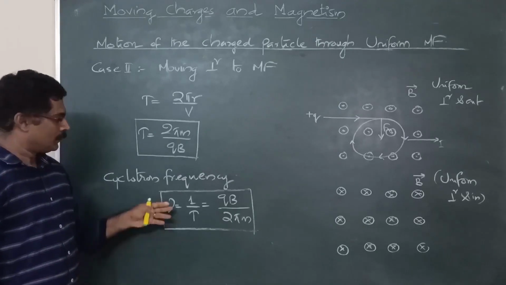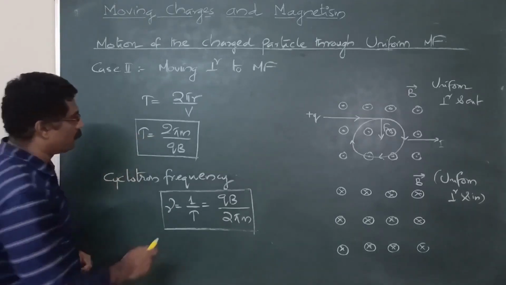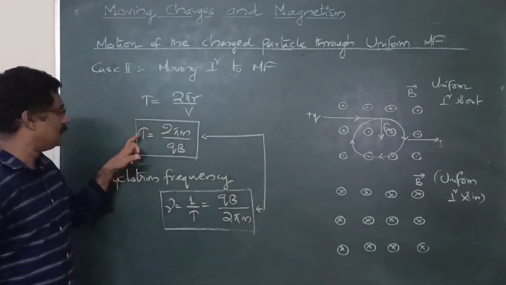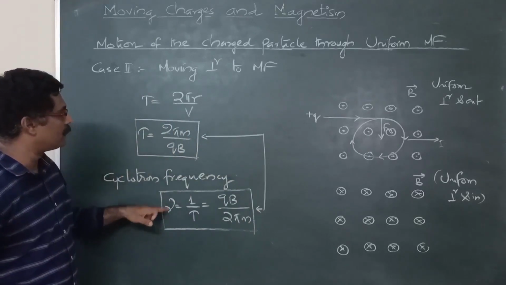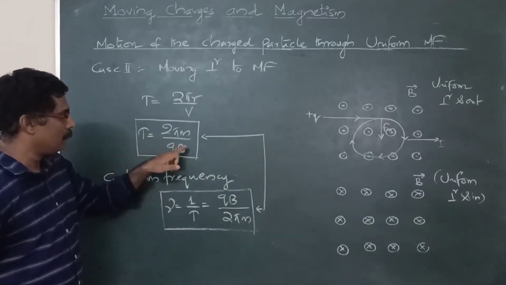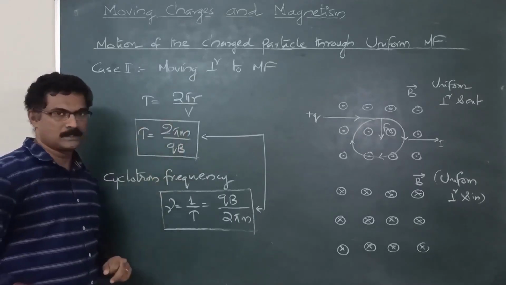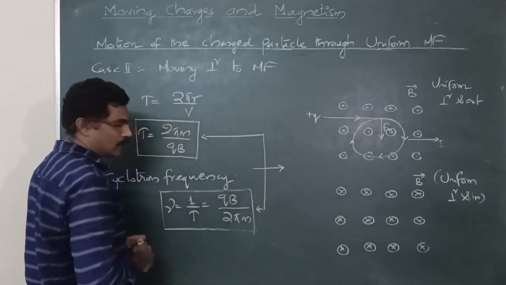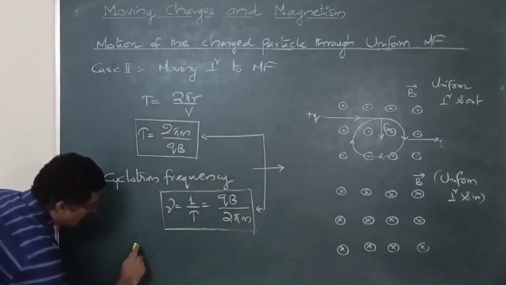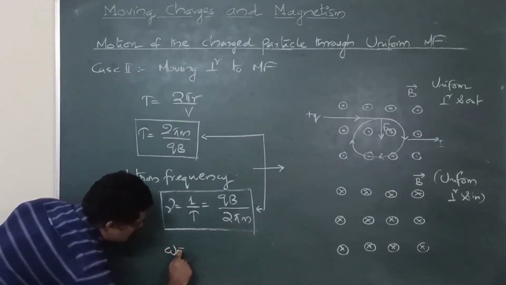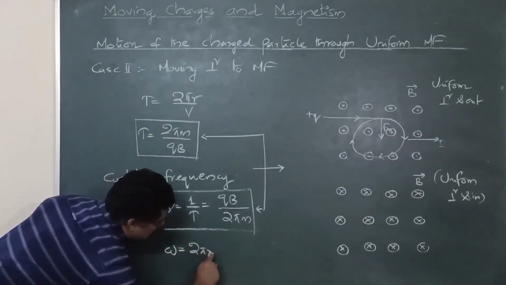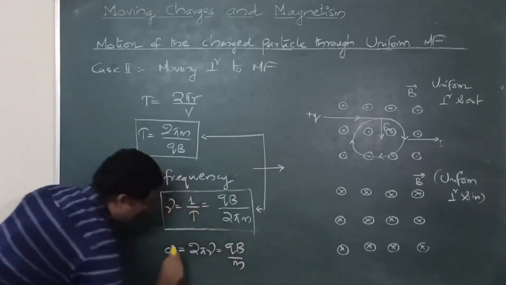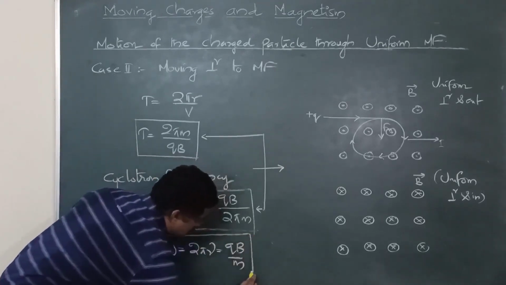Okay, so this is the frequency. And here the important point is, in this equation and in this equation, you can see the time period and frequency depend on the magnitude of the charge, magnetic field and mass of the charge. One more point is angular velocity. Angular velocity is equal to 2 pi nu, that is equal to 2 pi times q by m. This is called angular frequency.